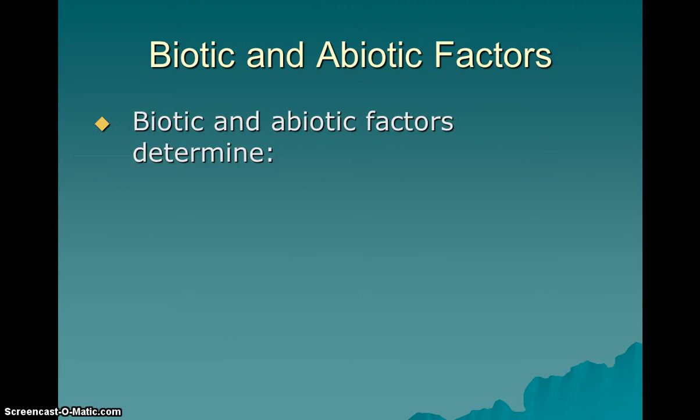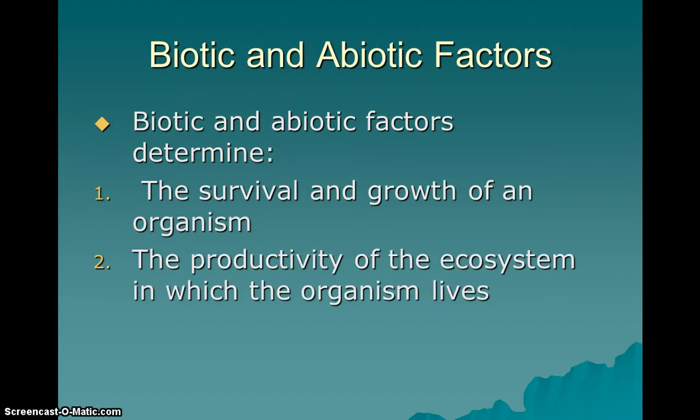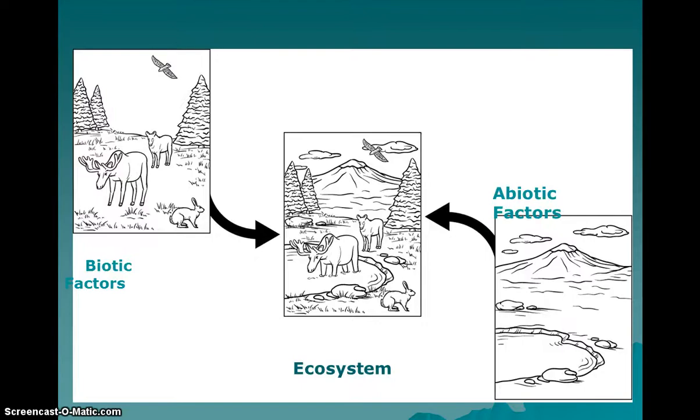Abiotic and biotic factors determine both the survival and growth of an organism and the productivity of an ecosystem in which organisms live, so how that ecosystem survives. So both of them have an effect on the ecosystem. It makes what the ecosystem is. Here you can see all the living things. We have the plants and animals. So that's going to be the biotic factors. And then the abiotic factors, which are the clouds, the mountains, the water. Those come together and make an ecosystem.